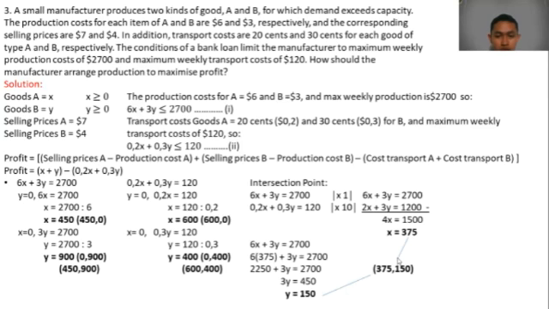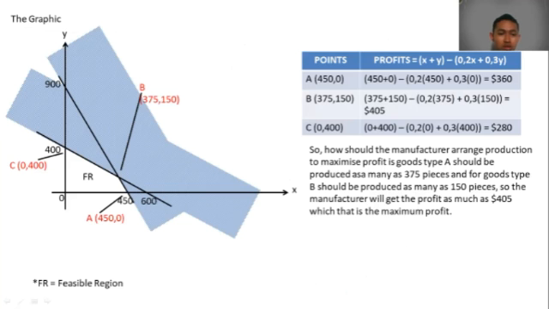And then we substitute the x in the first equation to find the y point. 6x plus 3y equals to 2700. 6 multiplied by 375 plus 3y equals to 2700, and then 2250 plus 3y equals to 2700, and then 3y equals to 450, and then y equals to 150. After all, we put all the points in the graph like this.